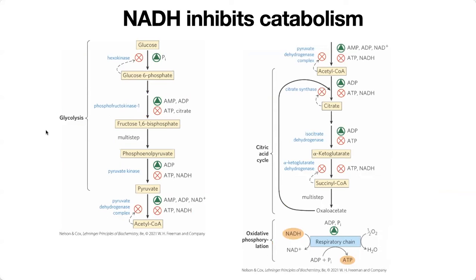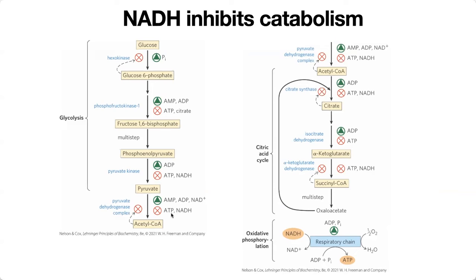This is a key example of negative feedback. What happens is that if you're building up a lot of NADH, it's going to inhibit key enzymes in these pathways. Because it's kind of saying, okay, slow down, we're building up down here. We've got enough of this. Start doing other things, start doing more anabolic things.